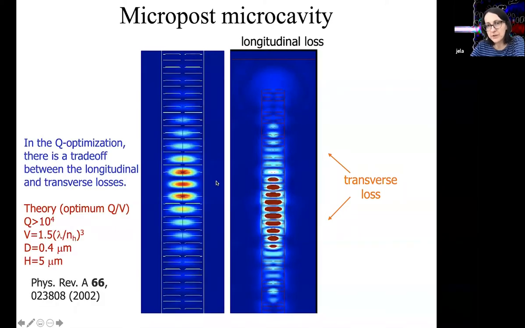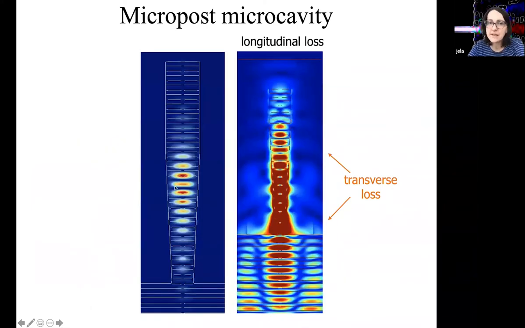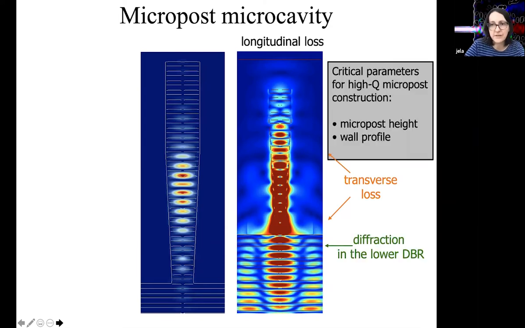Even in a structure with a perfect cylindrical profile, you have transverse loss, but you'll have much more if you have any imperfections, any deviation from the vertical wall profile, or insufficient etch depth. This makes the problem of making high Q resonators in this system more challenging, because you have to etch something pretty deep, 5 micrometers at least, in order to have a sufficient number of mirror pairs on top and on bottom. And you also have to make sure that you have a very nice vertical wall profile or your quality factors would be dramatically degraded. This becomes more critical as you go to small diameter structures, because in larger diameter structures, your field is a little bit more isolated from the interfaces.